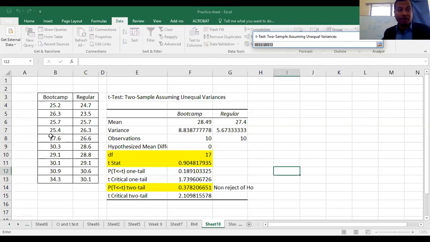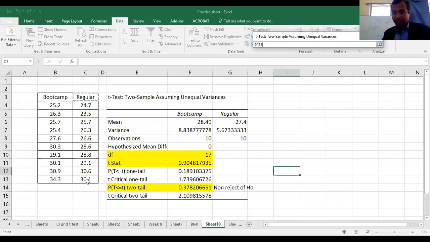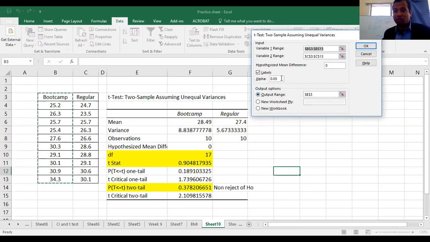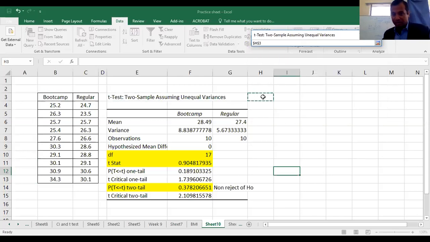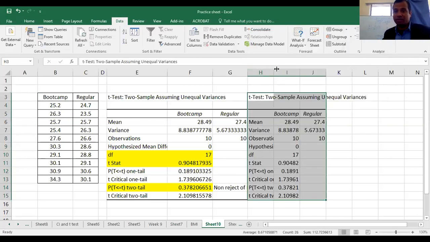Okay, hold on. So range 1, boot camp. Range 2, regular. I have added the label, so I tick the label. Hypothesized mean difference, mu1 minus mu2, I'm assuming in the null hypothesis it's 0. And then alpha value 0.05, output range, I'm selecting any free space here in the same sheet, and then okay. You will get the same thing again.